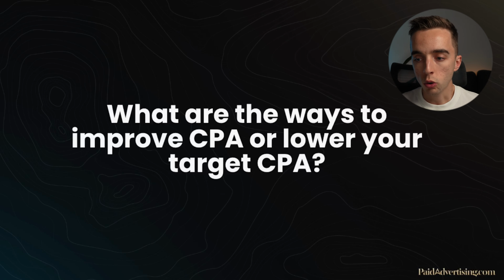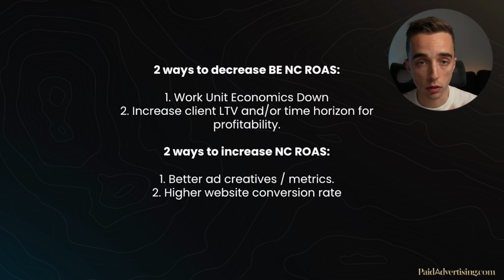So to go back to the initial question and recap, what are the ways to improve CPA or lower your target CPA? There are 4 ways to either increase your current results or lower your target: you work your unit economics down, you increase your time horizon for profitability or client LTV, or you produce better ad creatives and have a higher website conversion rate.